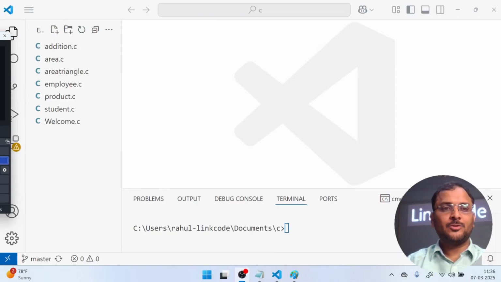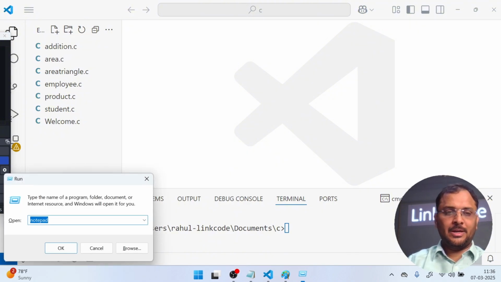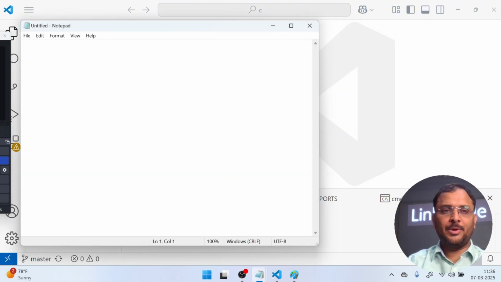So let's start the next topic. The topic is operators. Whatever operators we are going to discuss now in C programming are common for every programming language. I'll show you here what operators there are. All these operators you can use in Java, in Python, or in JavaScript, SQL.